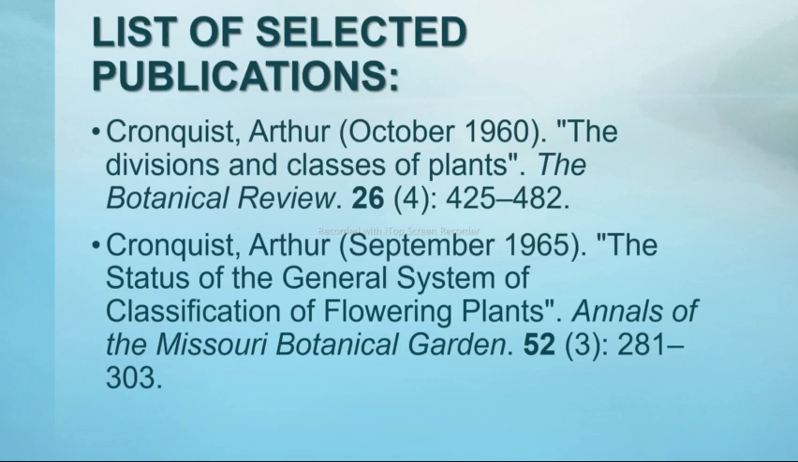So the next is Cronquist, Arthur, October 1960, The Divisions and Classes of Plants, The Botanical Review, 26, 425 to 482. And the next is Cronquist, Arthur, September 1965, The Status of the General System of Classification of Flowering Plants, Annals of the Missouri Botanical Garden, 52, Volume 3, 281 to 303.